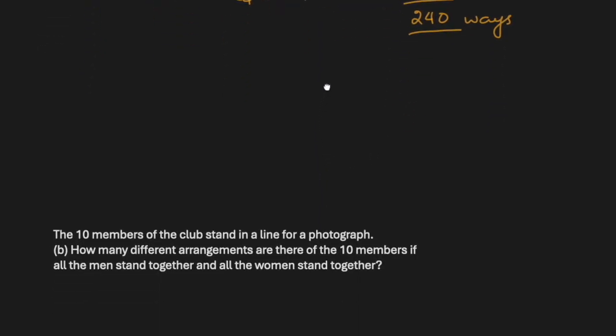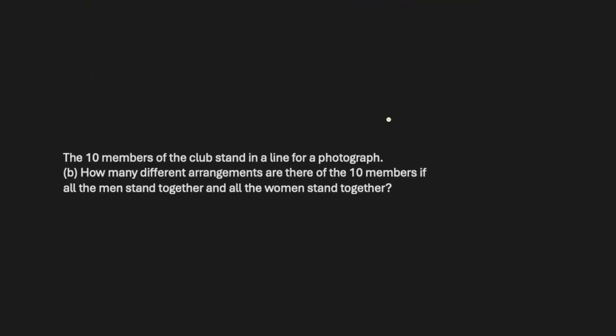Okay. The 10 members of the club stand in a line for a photograph. B part says how many different arrangements are there of the 10 members if all men stand together and all women stand together. So there are 1, 2, 3, 4, 5, 6 men, and then we have 4 women. Here men are together and women are together, but it's also possible that all women are on the left side and men are on the right side. So there are 2 possibilities, right?